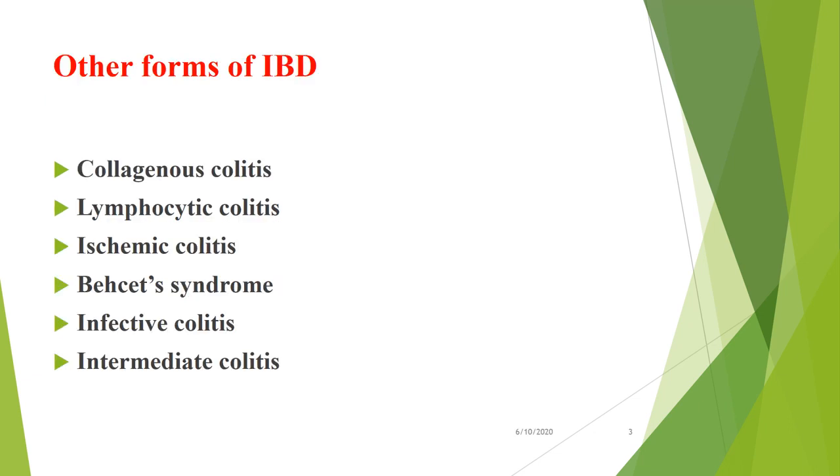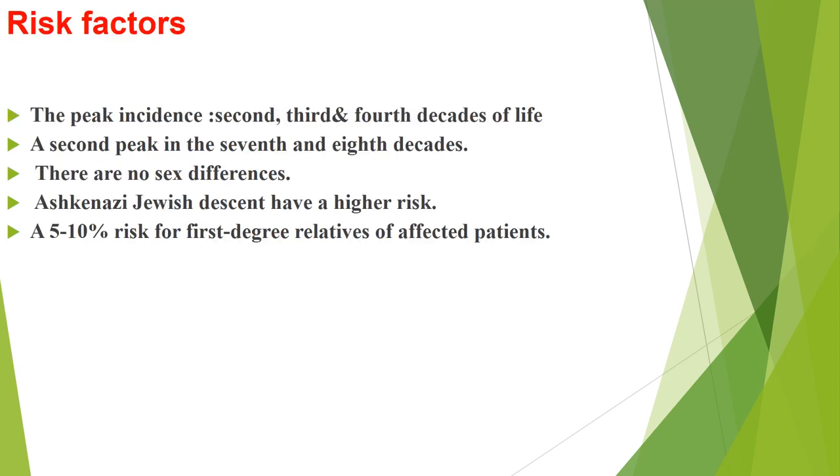Now, is there another example of inflammatory bowel disease? Yes, there are collagenous colitis, lymphocytic colitis, and ischemic colitis. Behçet syndrome can present with signs and symptoms of an inflammatory bowel disease. Infective colitis, we mean an infectious process, and intermediate colitis.